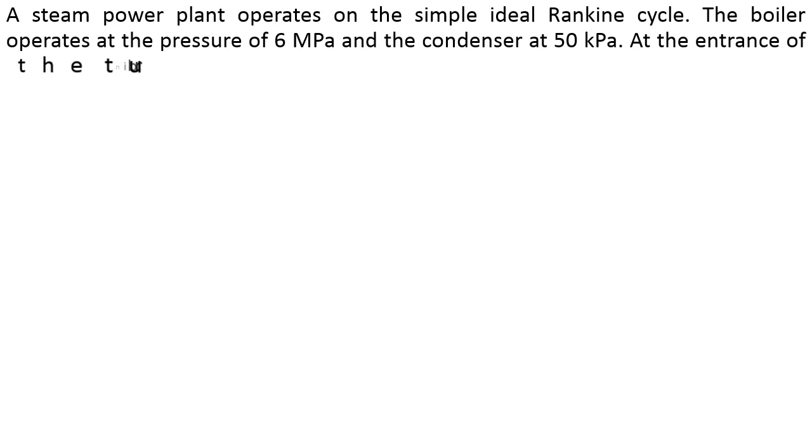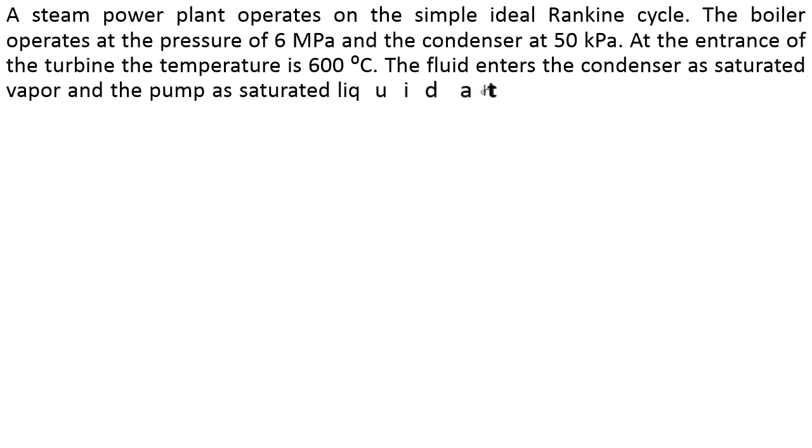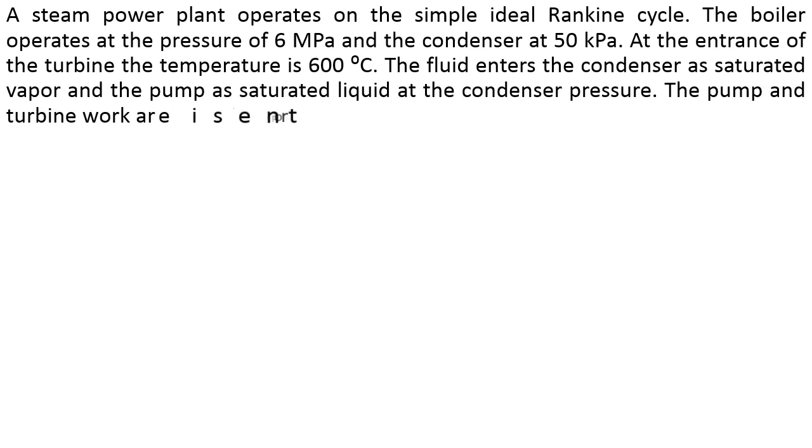Now let's work a problem. A steam power plant operates on the simple ideal Rankine cycle. The boiler operates at the pressure of 6 megapascals and the condenser at 50 kilopascals. At the entrance of the turbine, the temperature is 600 Celsius. The fluid enters the condenser as saturated vapor and the pump as saturated liquid at the condenser pressure. The pump and turbine work are isentropic. Find the efficiency of the cycle.